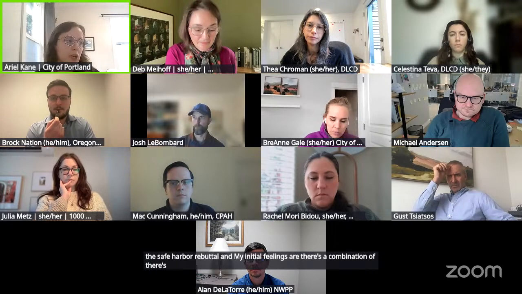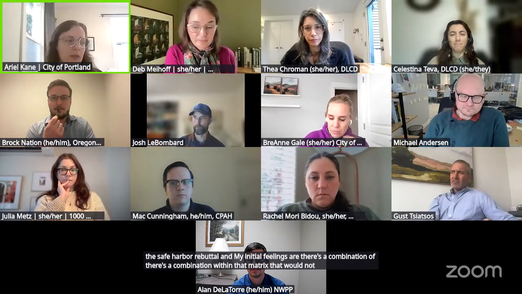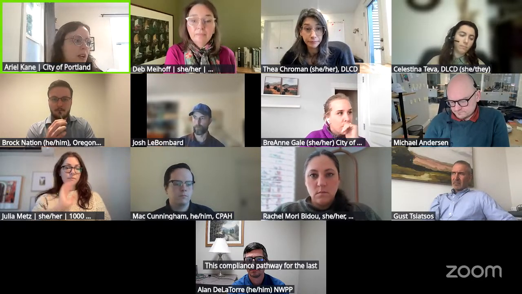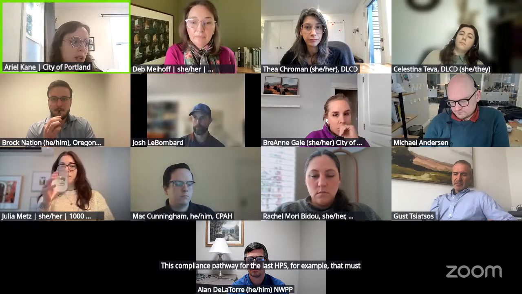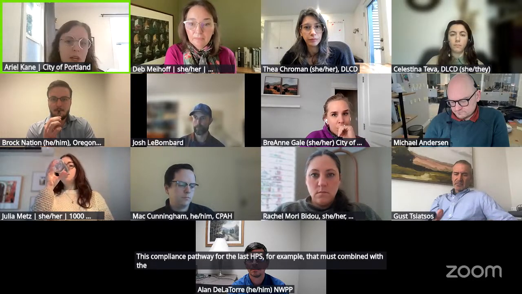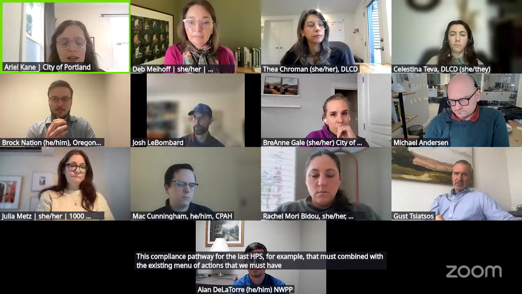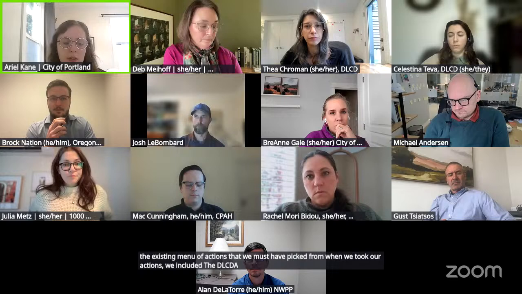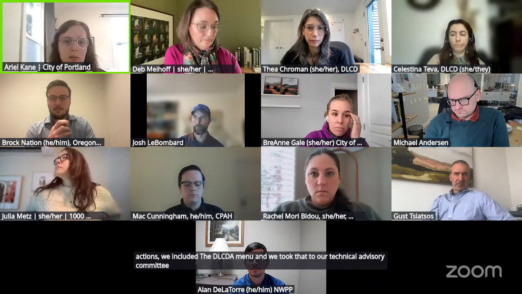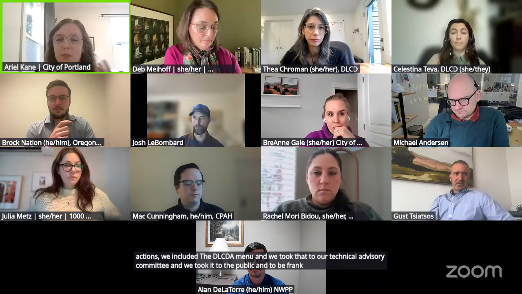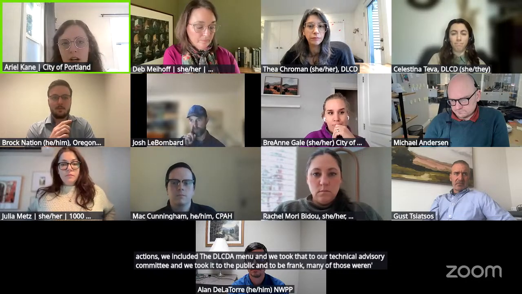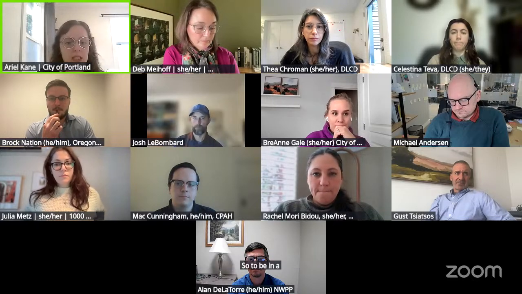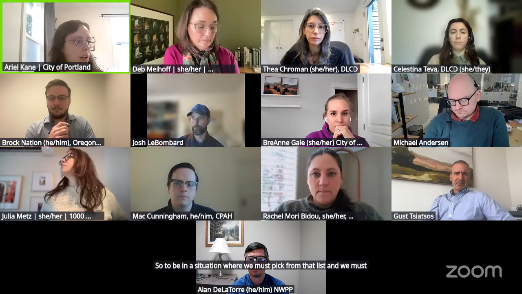My initial feeling is there's a combination within that matrix that would not work well. I'm just thinking if we had this compliance pathway for the last HPS, for example, that must be combined with the existing menu of actions that we must pick from. When we took our actions, we included the DLCD menu and we took that to our technical advisory committee and to the public. And to be frank, many of those weren't the actions that were selected to meet our needs. So to be in a situation where we must pick from that list and we must apply those actions would be a little bit tough.